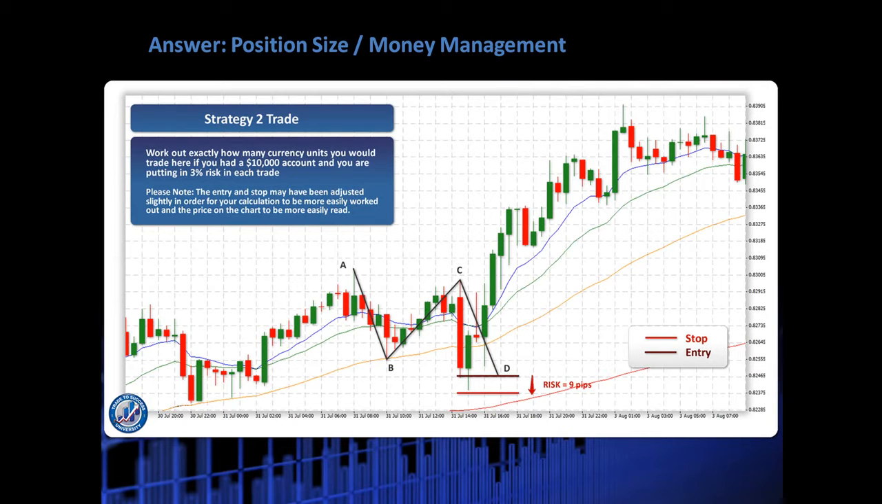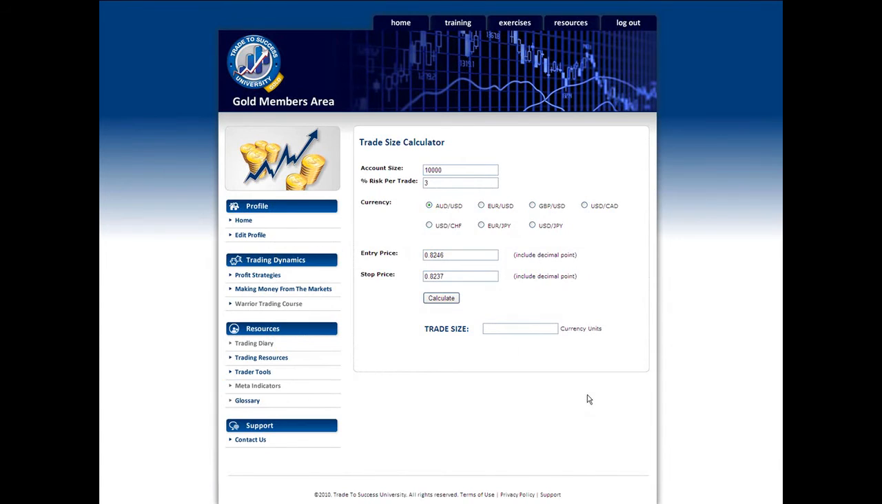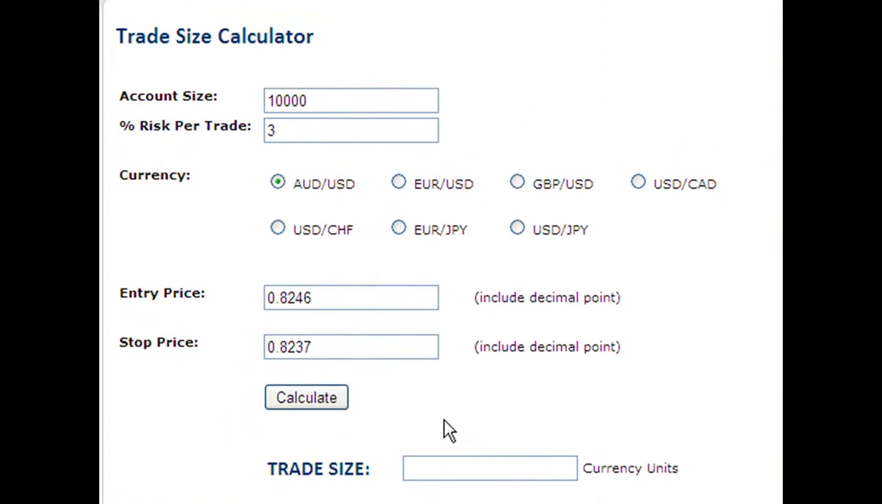So if we go through to the trade size calculator and we hit calculate, we can see that we need to be trading 333,333 currency units. So as you can see, 37 to 46 is 9 pips. As I said, the fourth decimal place is 1 pip, so 0.0001 is 1 pip. So 0.8237 to 0.8238 is 1 pip.